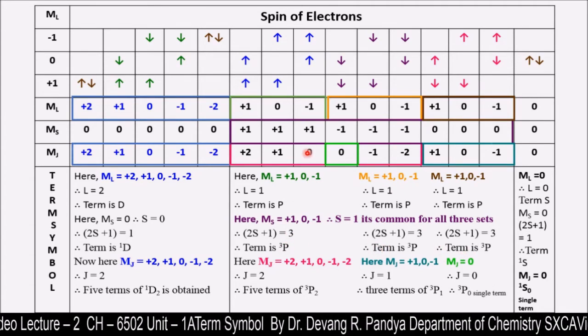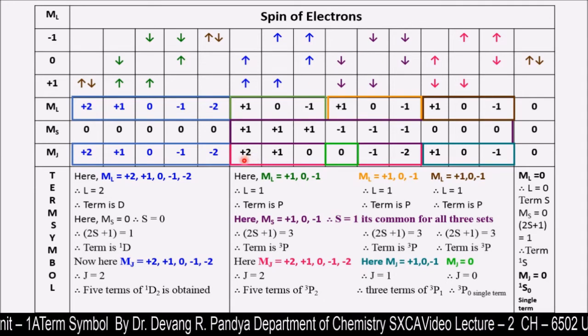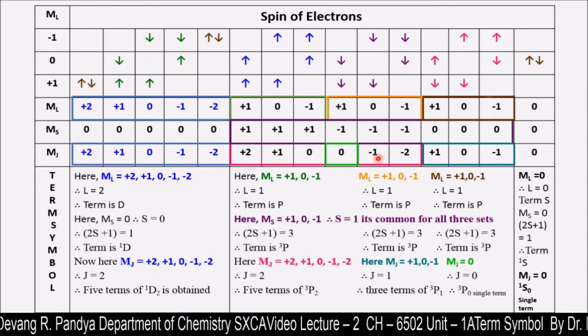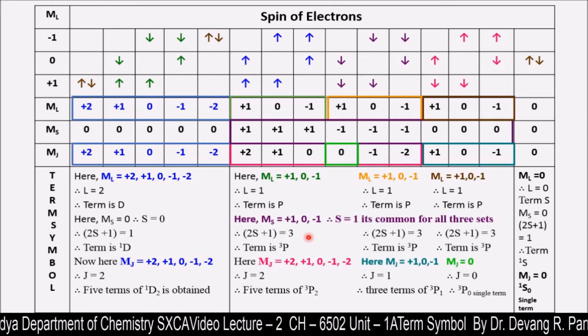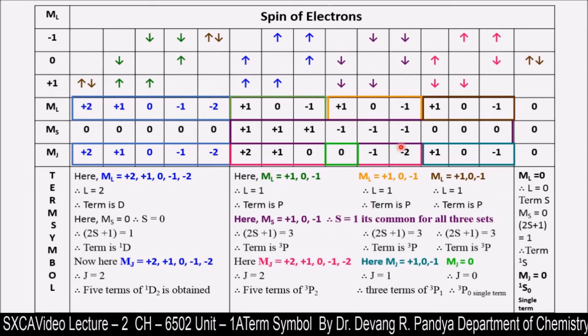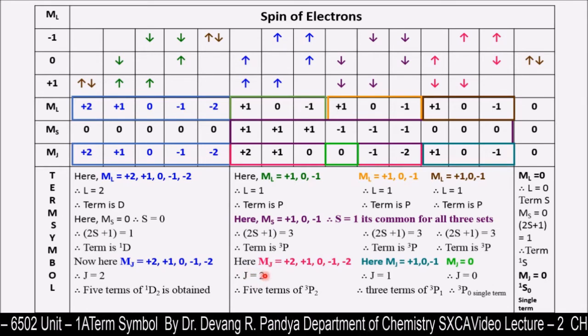Now the value of J is going to change over here, as you can see in the pink color box, +2, +1, 0, -1, -2, all in the pink color, and here it is in the pink color as well, and for that J is equal to 2.